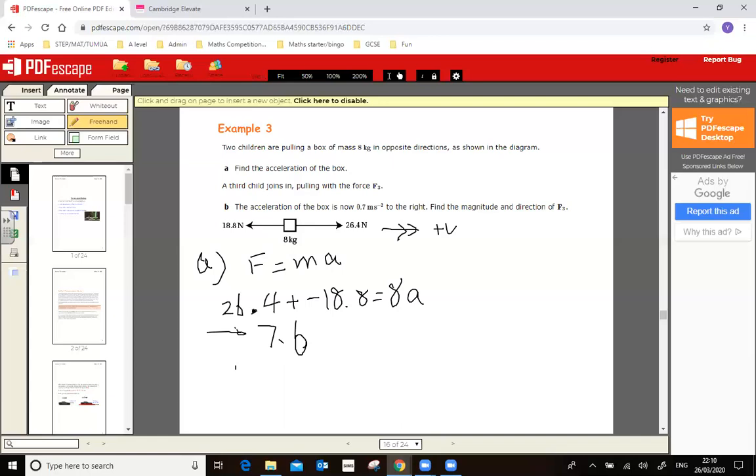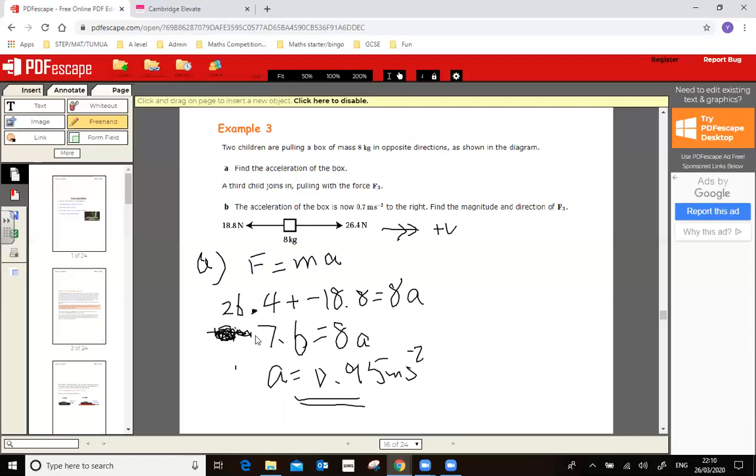Okay, so this is not a sign. Don't mistake it as a negative sign. So 7.6 equals 8a. So that means a equals 0.95 meters per second squared. So now we know the acceleration towards the right-hand side.